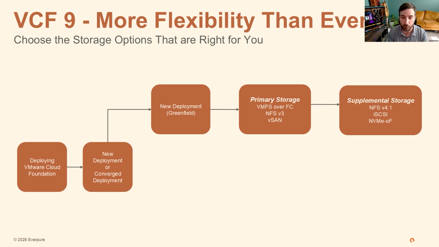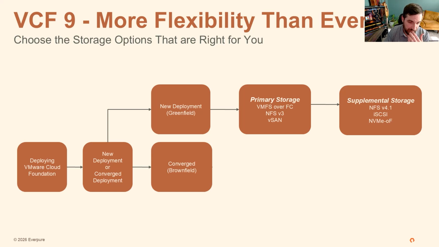But if you're going to do external storage, VMFS over Fibre Channel and NFS v3 will get you up and running. And then once you have a VCF instance and all those management systems are in place between the vCenters, VCF Operations, and Automation and NSX, then you can just go ahead and add your iSCSI data store or an NVMe over Fabric data store or NFS v4. So at the end of the day, all the storage options you can get to, it's just that initial instantiation we're talking about.